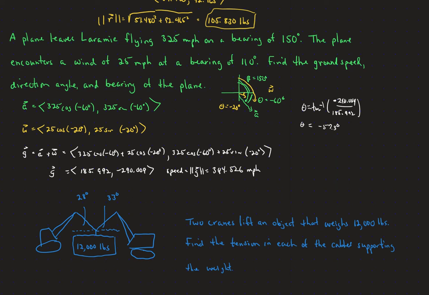Our vector we saw is positive in x and has a negative y value. So that's going to put us in quadrant 4. So that's exactly what we want. That is a quadrant 4 angle. The bearing is going to be 180 plus the 57.3 degrees. So that's going to make our bearing be 237.3 degrees. So there we have our speed, our direction angle, and our bearing.